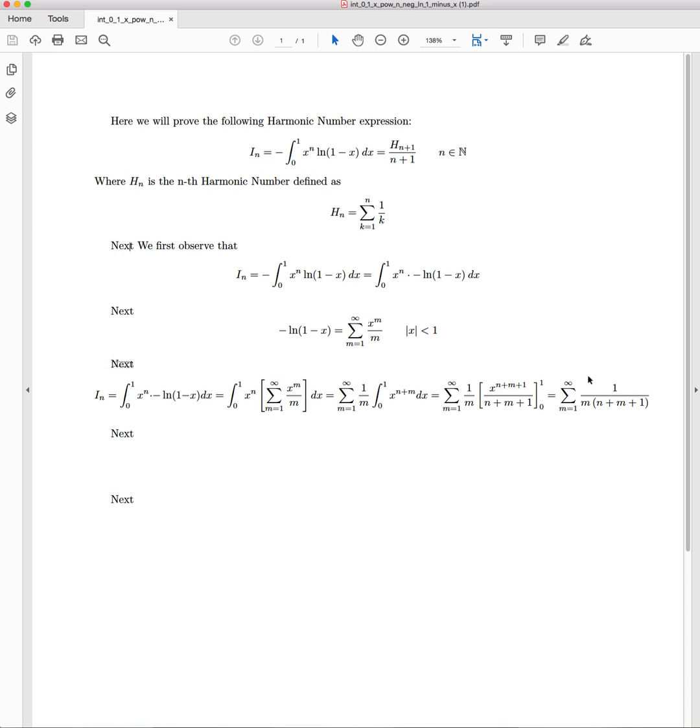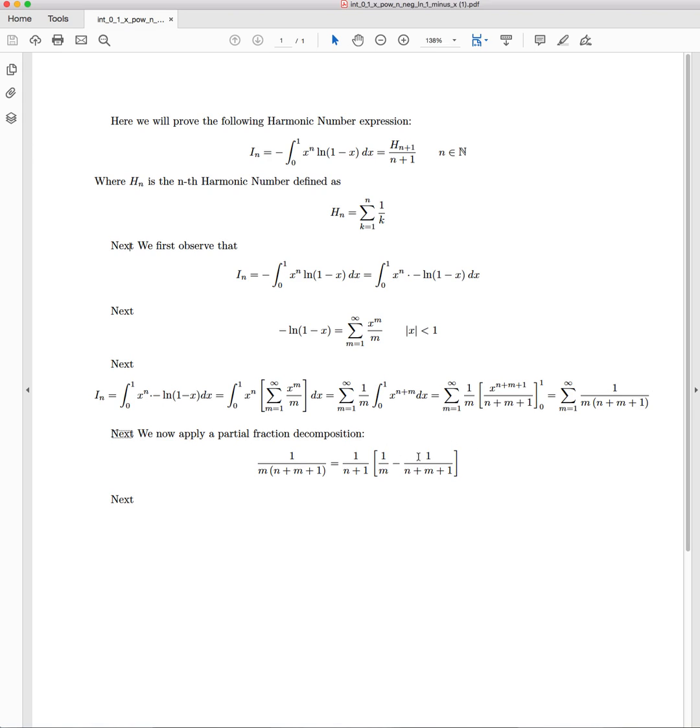Okay. So what we're going to do now in terms of evaluating this sum is we're going to take this component and we're going to apply a partial fraction decomposition. It's very simple to do. And so this expression here is equal to 1 over m, minus 1 over m plus 1.